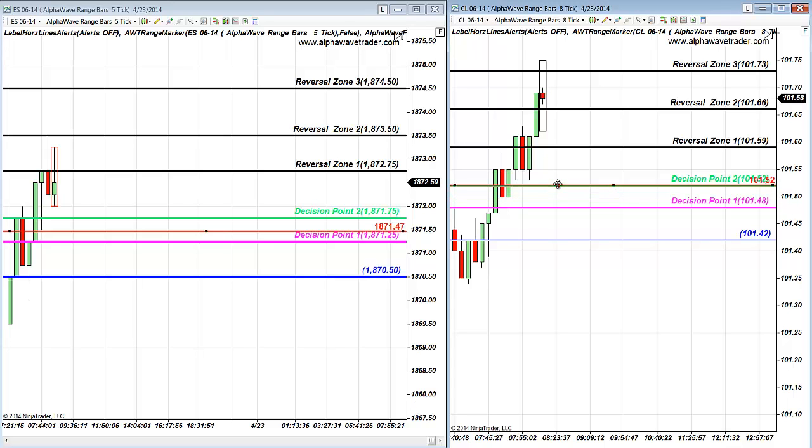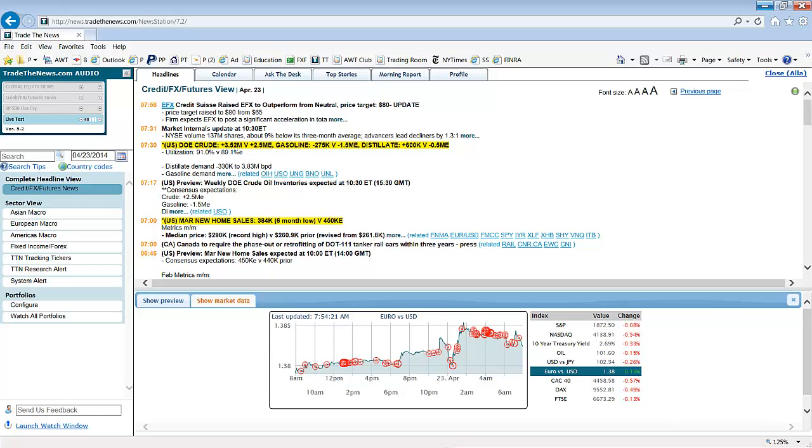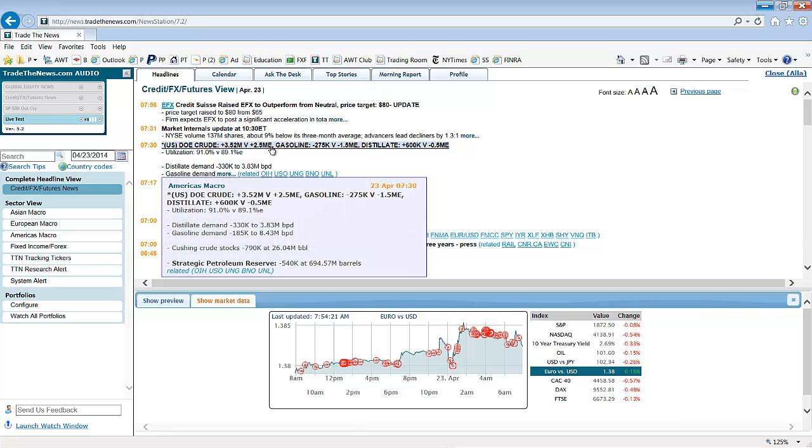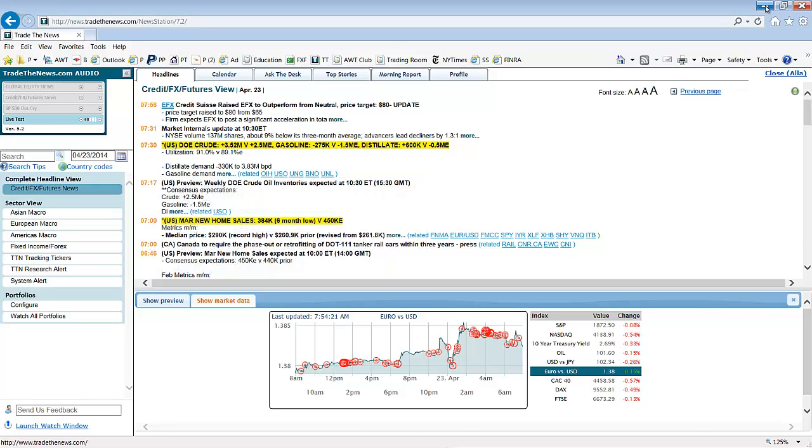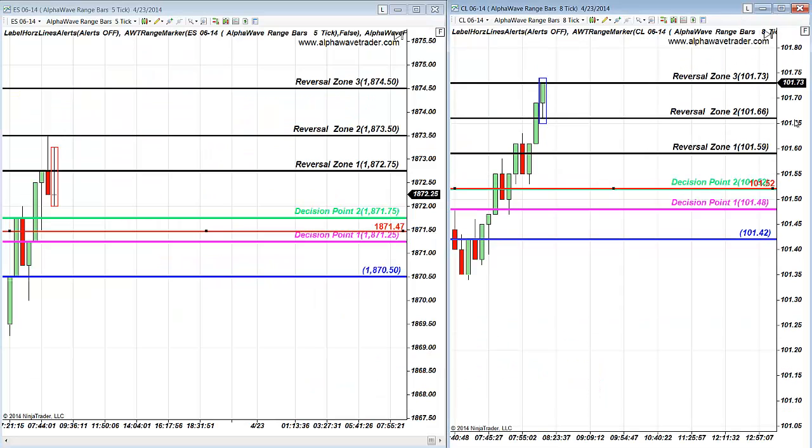Adjusting my stop to 101.52. We are here 28 ticks later. Price showing potential to blast through this level. Isn't price magic? Once again, bearish news. We have too much supply of oil and we went long. Price will always override the news.